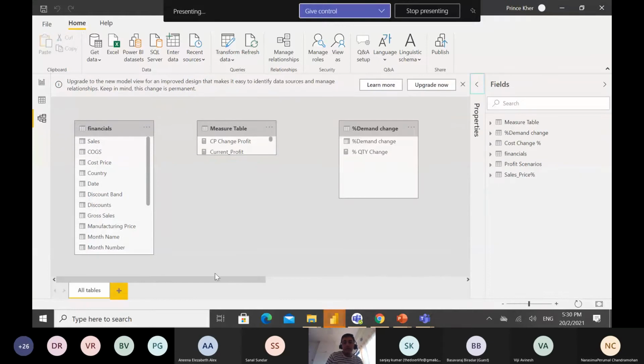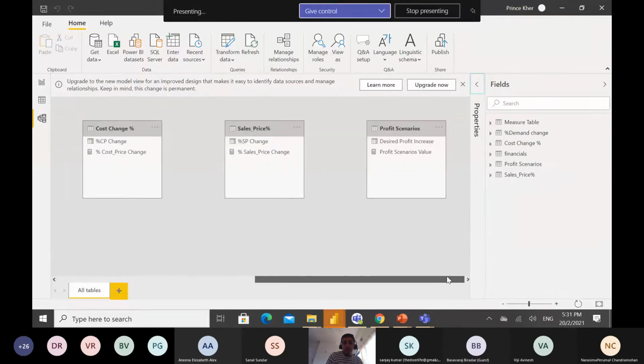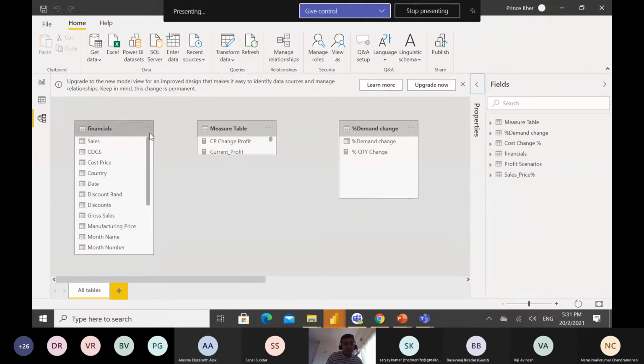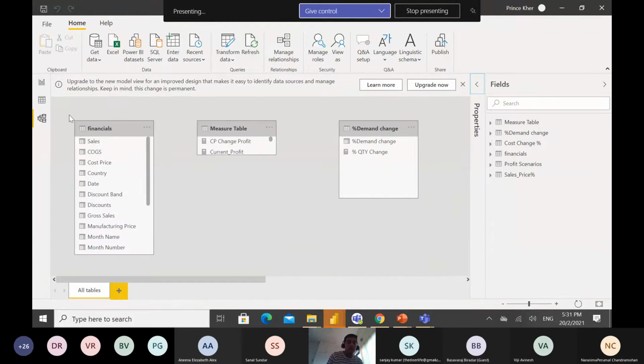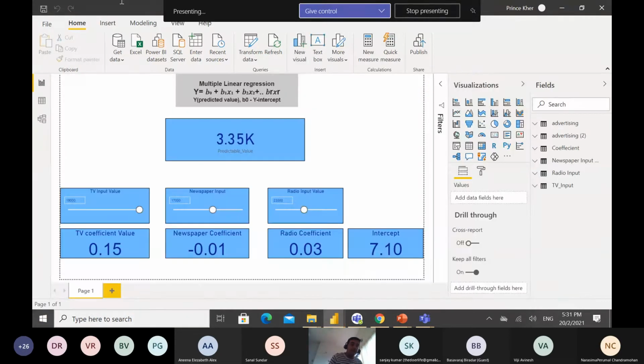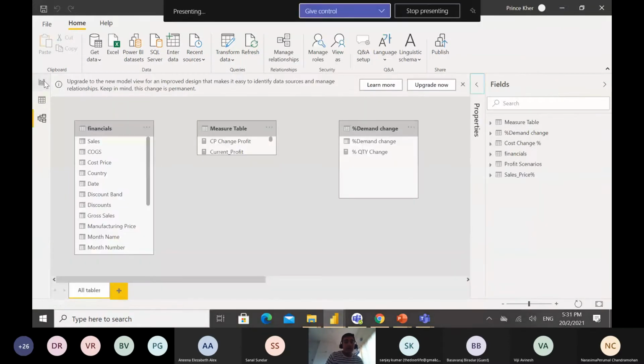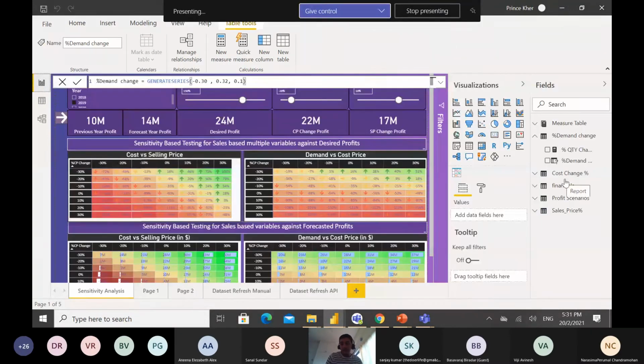Okay, do you see there is no linkage of your actual data towards all these tables that we have created, the so-called demand, sales price, cost price, profits, and there's no linkage. So how then are these things affecting the end output of the profits, or predicting the outputs of profits? That's where the DAX comes into the picture. I'm going to show you how we did this one.